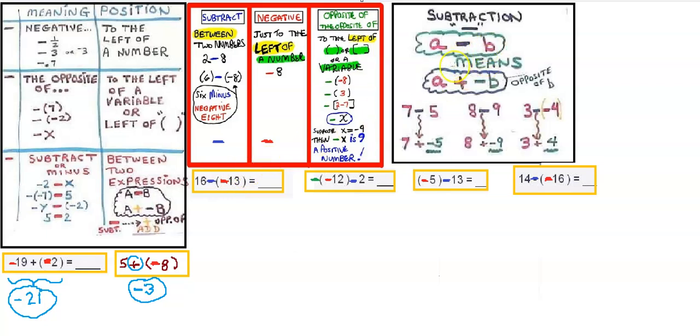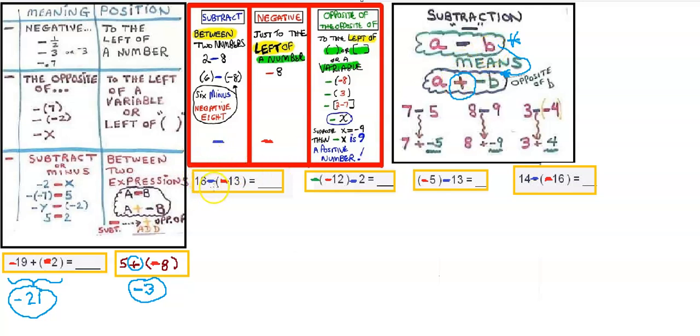Okay, back over here to the rules of subtraction. We're not going to attack subtraction as it is. We're going to change it to addition, but then take the opposite of the second quantity. So subtract becomes add, and then we take the opposite of b.